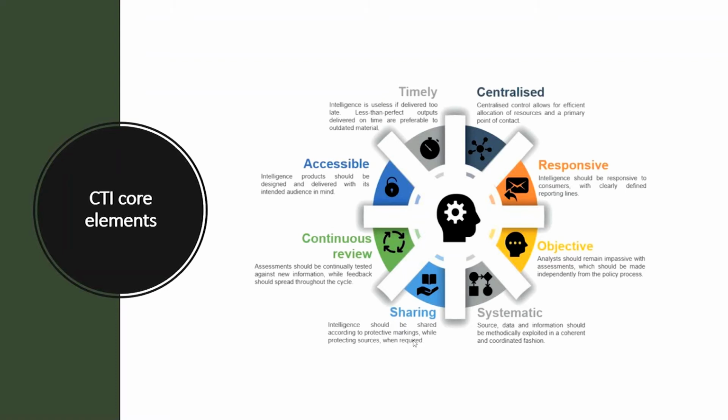At this point, if you see the cycle here, it talks about how intelligence needs to be ingested, controlled, disseminated, as well as stored in your repositories. So intelligence has to have a centralized structure. The responsive nature of intelligence should be provided to the consumer, which should have clearly defined reporting lines. Objectives of those CTI elements should be clearly defined and provided as a policy element to different decision makers. It should be systematic, and should be able to be shared appropriately with different TLP based classifications to different audiences.